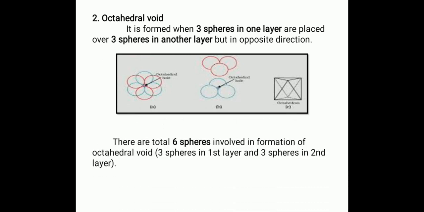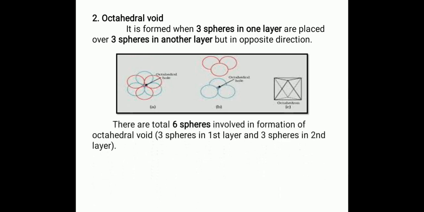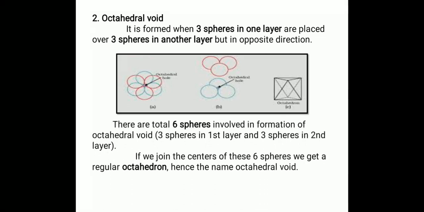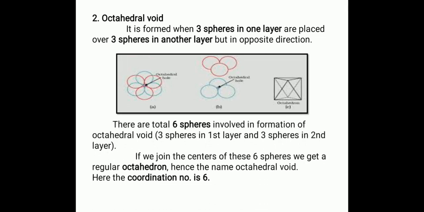Again, why is it called an octahedral void? Because if I join the centers of all these 6 spheres, I'll get a regular octahedron, as you can see in figure C. That is why it is called an octahedral void. Now here the coordination number of each particle is equal to 6.